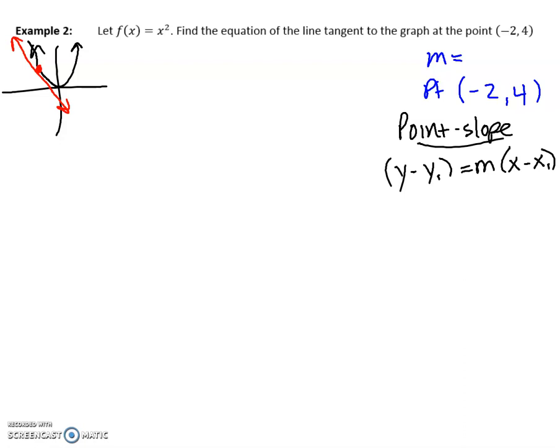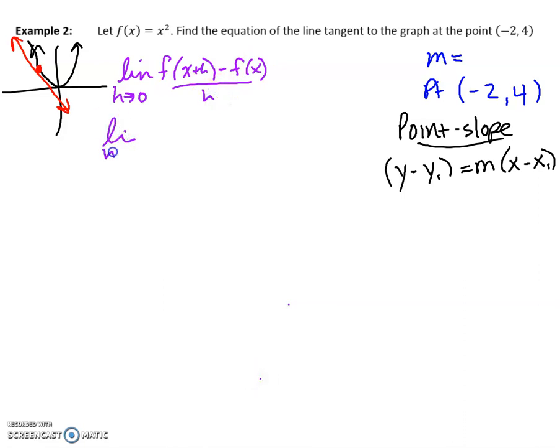And you'll see that in just a second. So we need the slope of this tangent line. Well, you guys know that the slope of that tangent line is that limit, that derivative that we looked at. So that's what we're going to do here. We're going to find the limit as h approaches 0 of f of x plus h minus f of x all over h.